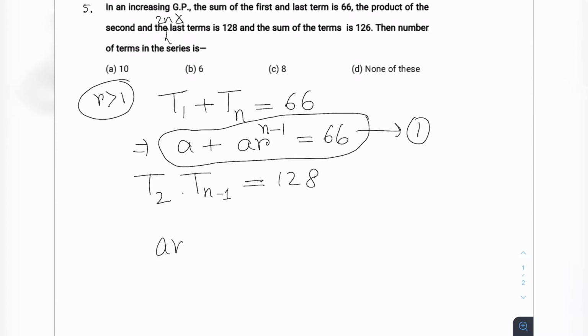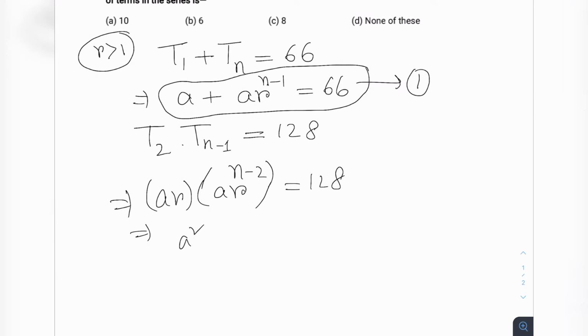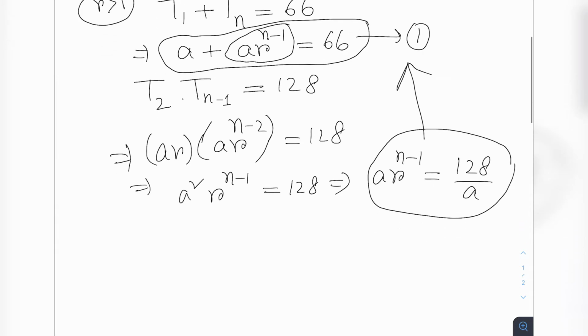T2 means ar and Tn minus 1 means ar to the power n minus 2, this equals 128. That equals a square into r to the power n minus 1 equals 128. That means এখানে দেখো a r to the power n minus 1টা রয়েছে, তাহলে এখান থেকে a r to the power n minus 1 এই ফ্যাক্টরটাকে আমরা সেপারেট করে দিই, that will be 128 over a. এই রিলেশনটা এখানে বসিয়ে দিই রিলেশন 1-এ। So a plus 128 over a equals 66.